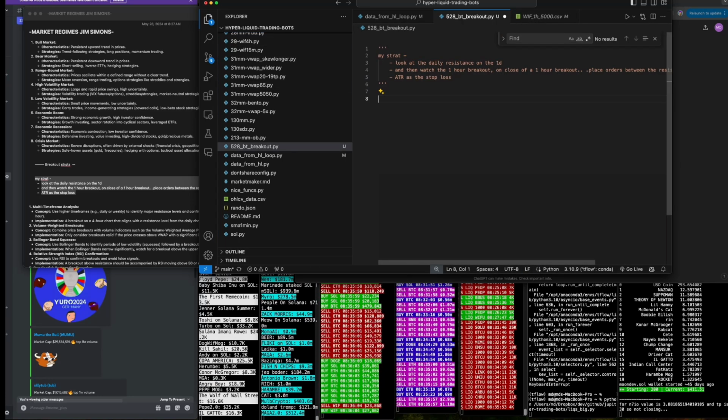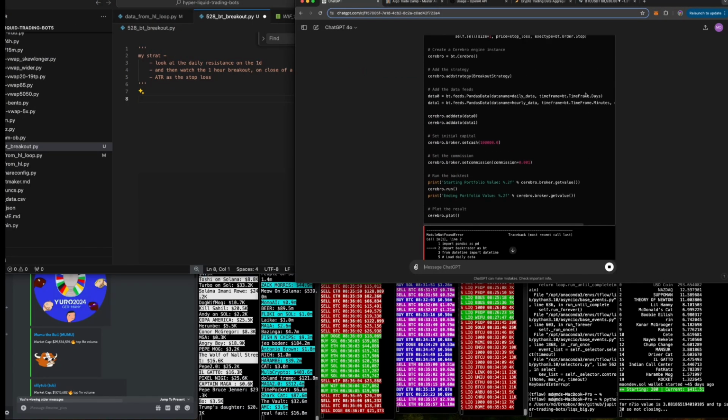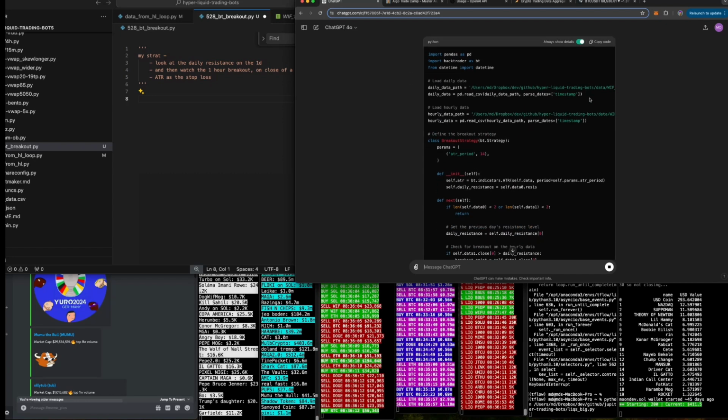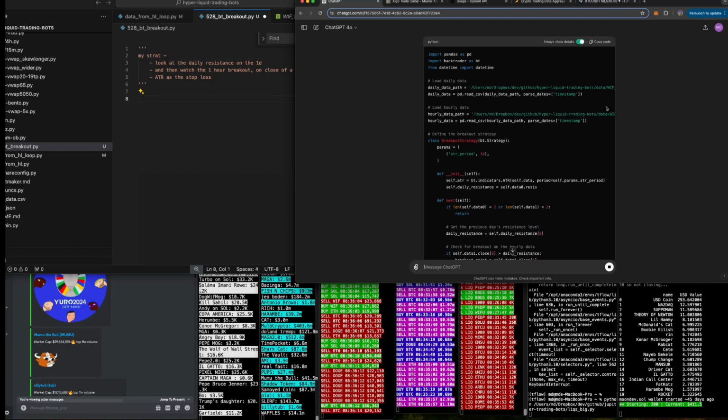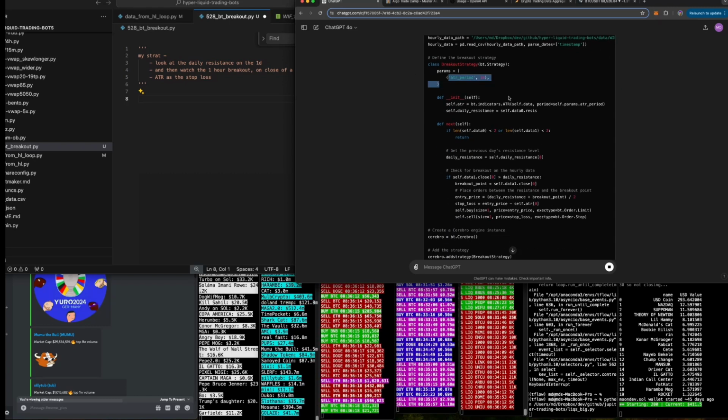Okay. Boom, boom. Now let's see what GPT has done. Oh man. What is going on? It ran it for us? Oh, and then we have the ATR. I forgot about that.